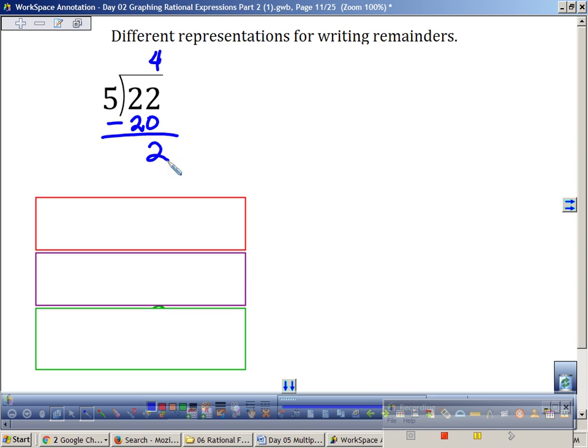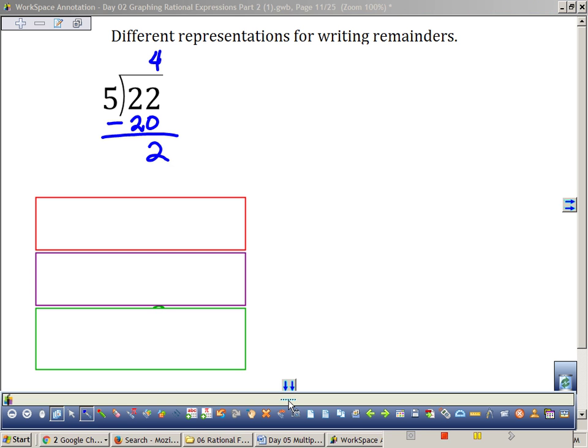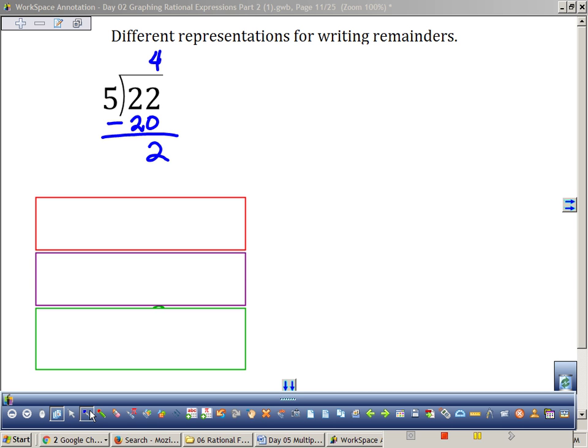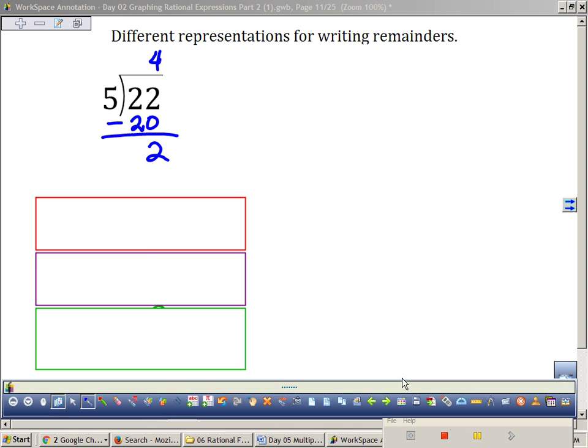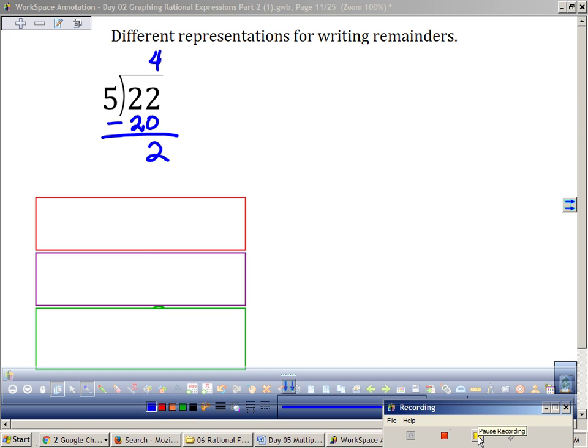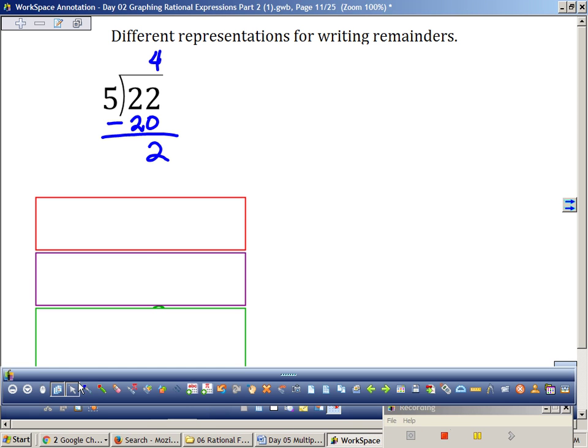How do we write that? Sarah, how do we write that? 4 remainder 2. Write it down. Write how you would write that remainder. How would you write the quotient? 3, 2, 1. I saw lots of representations, and I liked a lot of them.